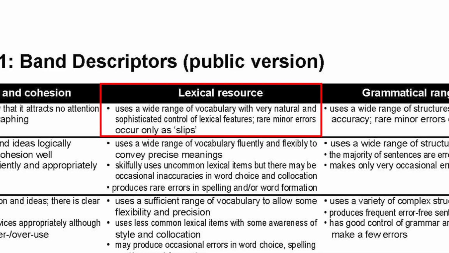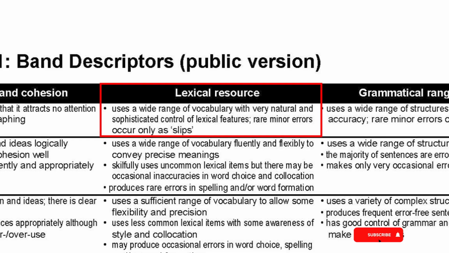Lexical resource: uses a wide range of vocabulary with very natural and sophisticated control of lexical features. Rare minor errors occur only as slips. So here again, someone who's getting 9 bands uses a very wide variety of synonyms and words, and their vocabulary is very big. Okay? And of course, they make very few mistakes with those. It's like an occasional slip somewhere, and that's just human error, and that's okay. So that is how you get 9 bands there.